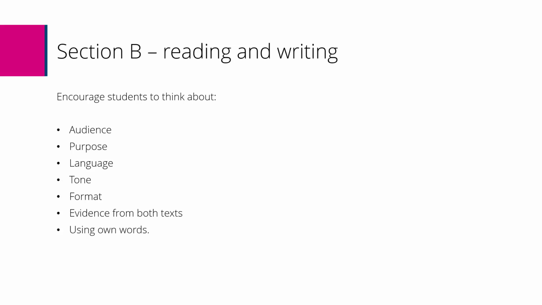So we're going to look at some of the things we need to encourage students to talk about. Audience, purpose, language, tone, format, using evidence from both texts, of course, in section B of the question paper, and using their own words. So we're going to unpack this a little bit now by looking at audience and tone, levels of formality, and so on.